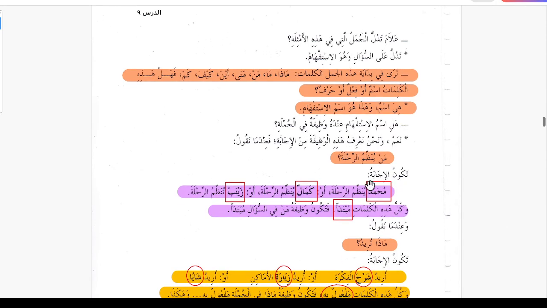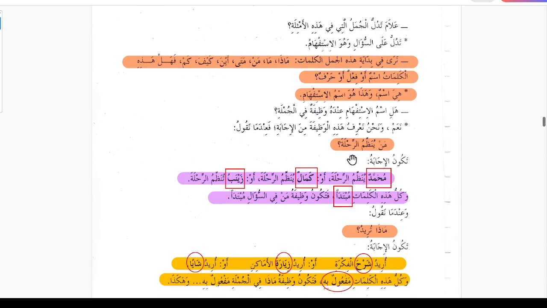Takunul ijabatu, so the answer could be who organizes the journey. Muhammadun yunazzimu rahlata, Muhammad organizes the journey, the travel. Or we can say Kamalun yunazzimu rahlata, Kamal organizes this trip. Or we can say Zainabu tunazzimu rihlata, Zainab, she organizes this trip. So in this case man is referring to somebody, some person who is organizing it. It could be Muhammad, Kamal, Zainab or anybody.